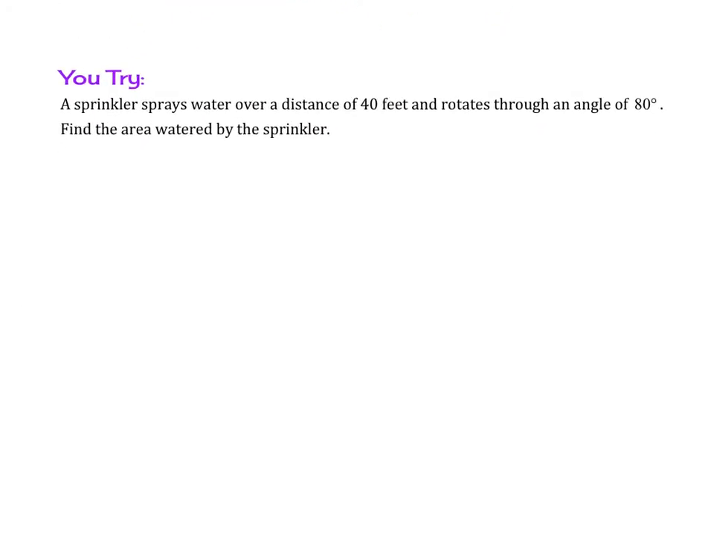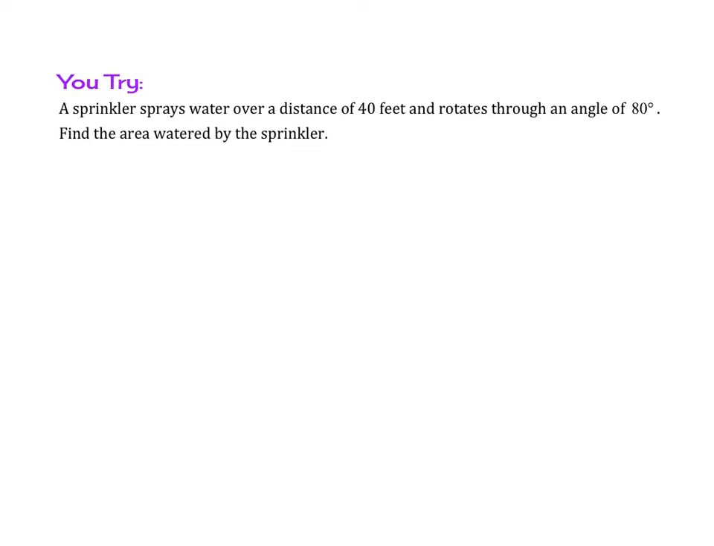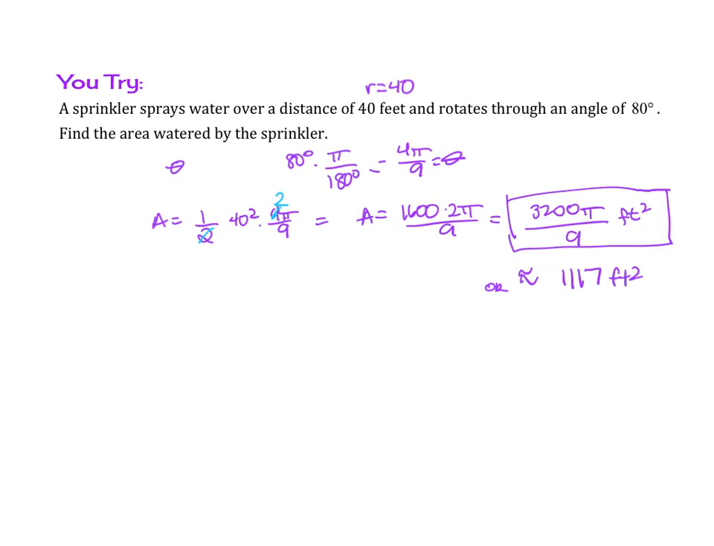So try this example. A sprinkler sprays water over a distance of 40 feet and rotates through an angle of 80 degrees. Find the area watered by the sprinkler. If you tried this out, you would have gotten 3,200 pi over 9 feet squared, or 1,117 feet squared.